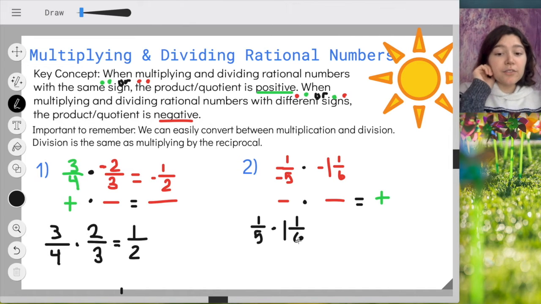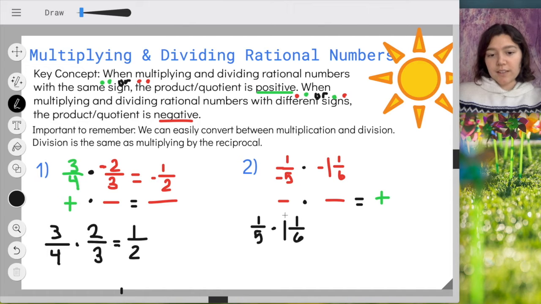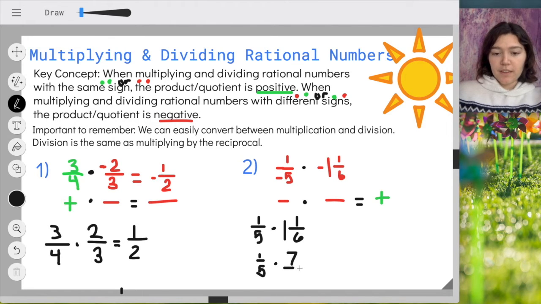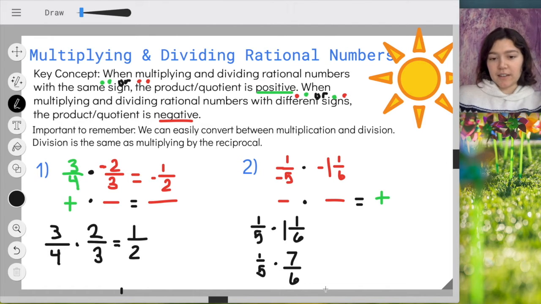Okay, so how do we convert 1 1/6 into an improper fraction? So what you're going to do is take this 1, the number out front, and multiply it by our denominator, 6. So we do 1 times 6, 6. Okay, and then you have to add the numerator to get 7. And then that 7 becomes your new numerator, and you keep the denominator of 6. So 1 1/6 is equal to 7/6.